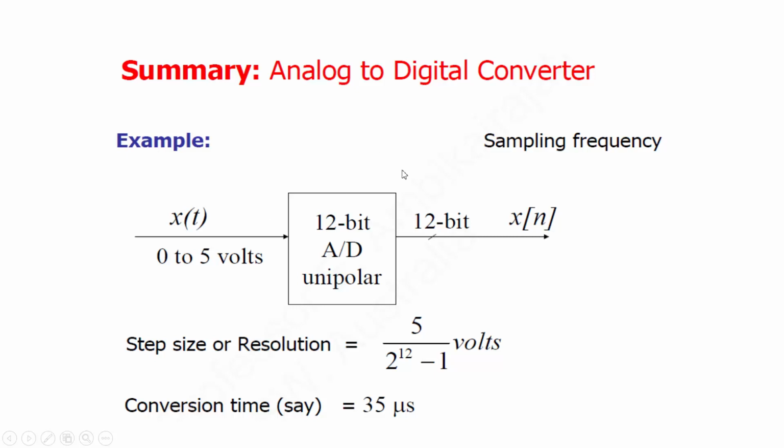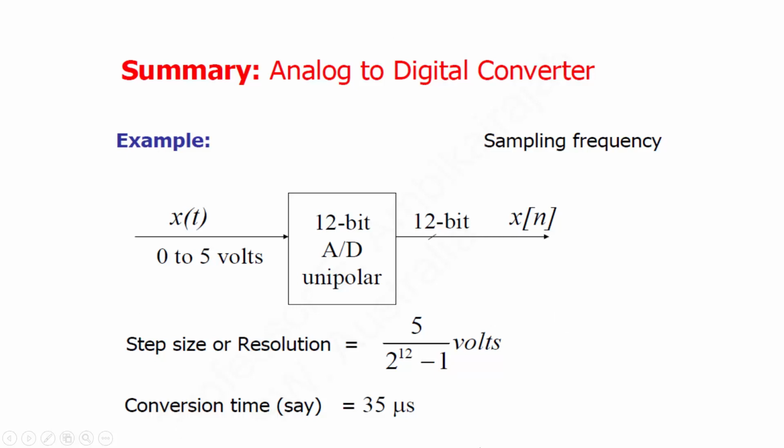Now for this particular example, what is the step size? Because the range is from 0 to 5 volts, it is 5 volts divided by, since it is a 12-bit A to D converter, 2 to the power 12 minus 1. That will be the step size, or the resolution, of the analog to digital converter.